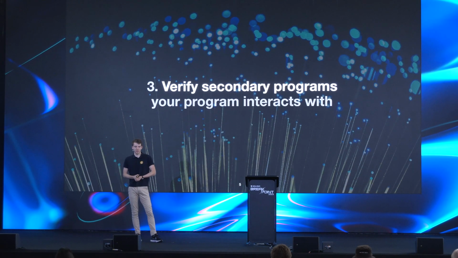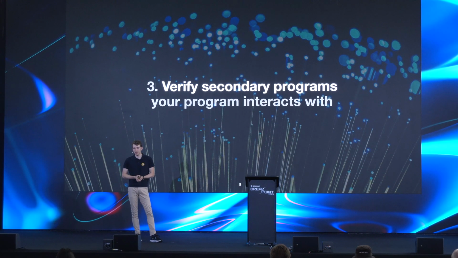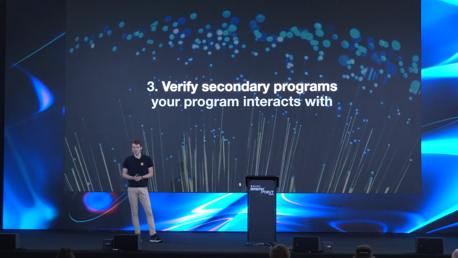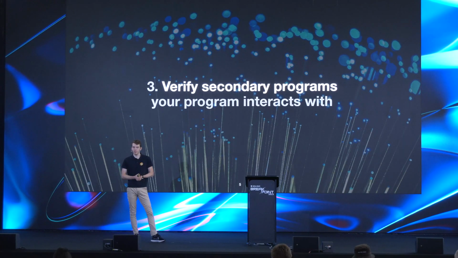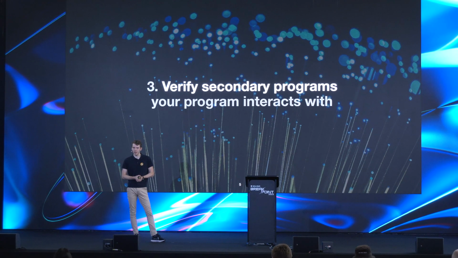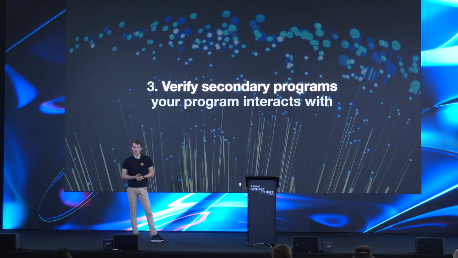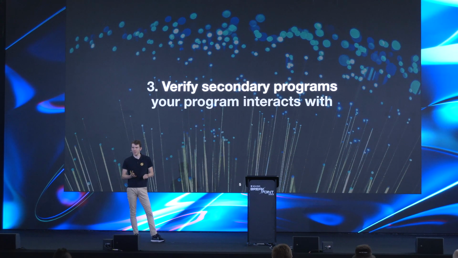All right, number 3. It's a little bit in the same line as the previous one, but every time your program interacts with a secondary program, make sure that you actually verify that it is the program that you want to be interacting with. So let's take the example of an SPL token transfer again. If my instruction is doing an SPL token program transfer, I want to make sure that I'm actually talking to the SPL token program, and not some other program that got inserted by an attacker or an adversary. I think this one speaks for itself, so let's move on to number 4.